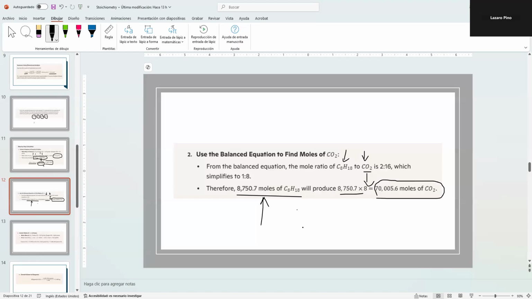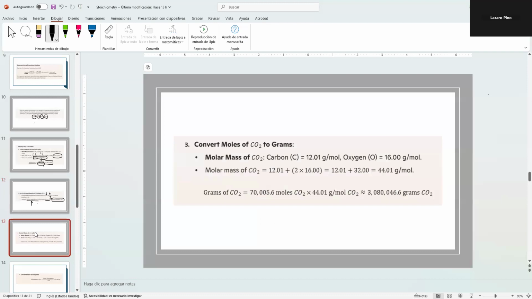Stop the video, try to do it by yourself in order that you can understand. The only way to understand this type of calculation is trying to do it by yourselves. But the question was not the number of moles of carbon dioxide. We need to know the mass of carbon dioxide. So we multiply by the molar mass. You cancel moles with moles, and then you get the answer in grams.